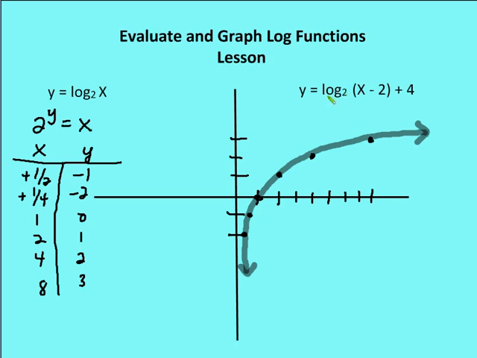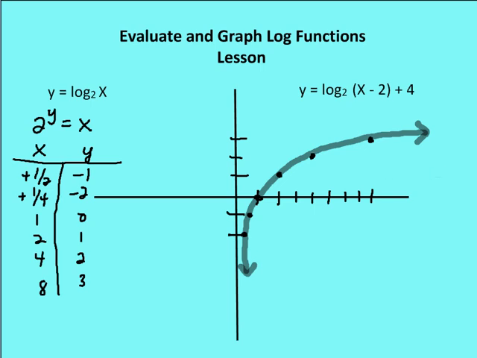Now I want to graph the function shifting it now to the right 2 and up 4, and let's plot in some values and see what we get as a result. Actually, what I'm going to do is rewrite this particular function in exponential form, and then we're going to go ahead and graph a couple points.